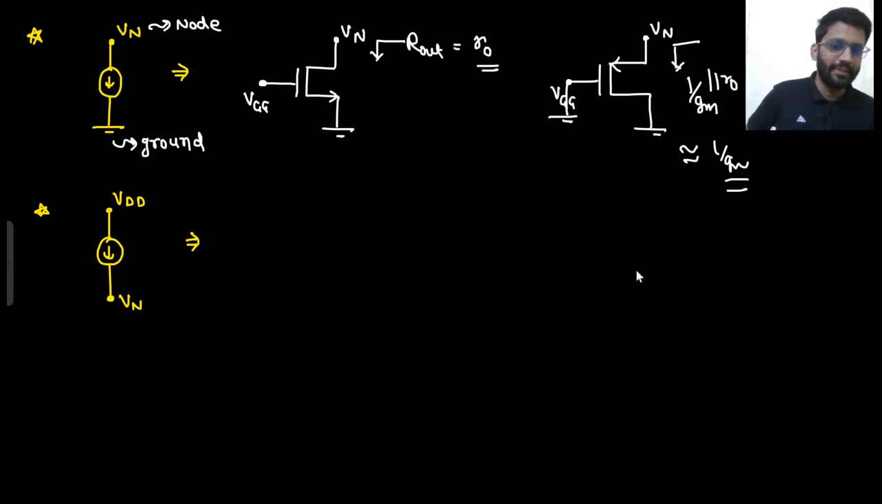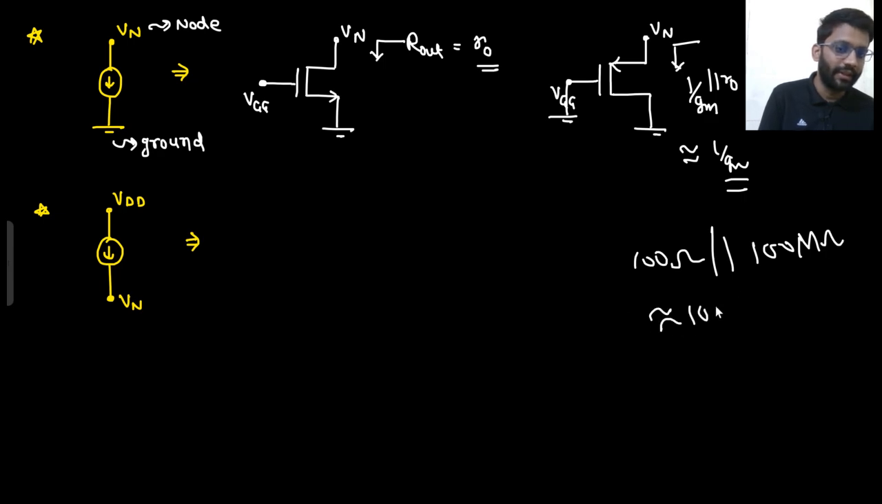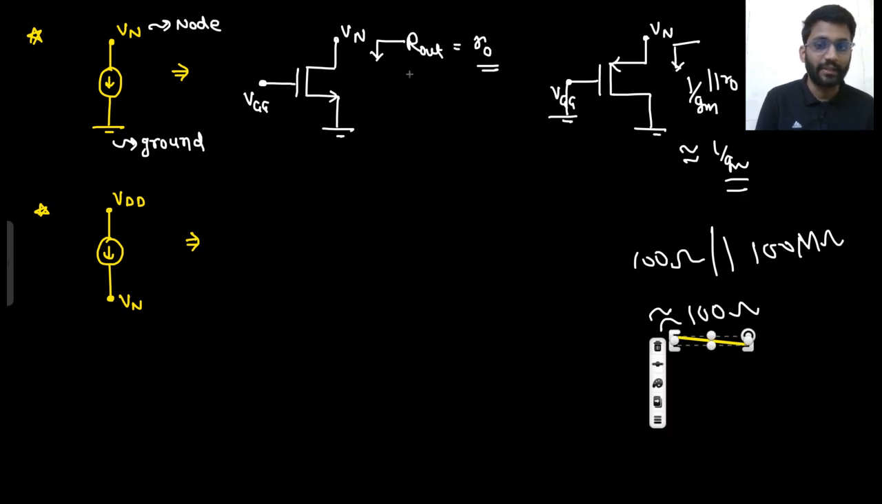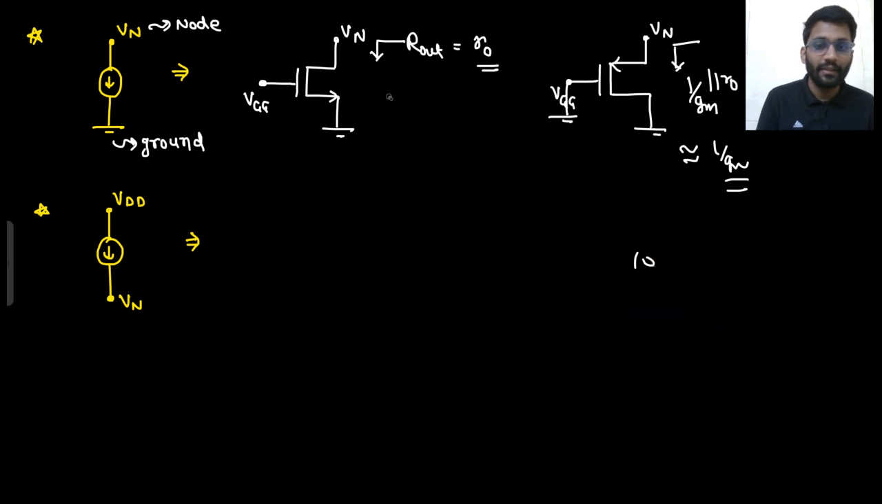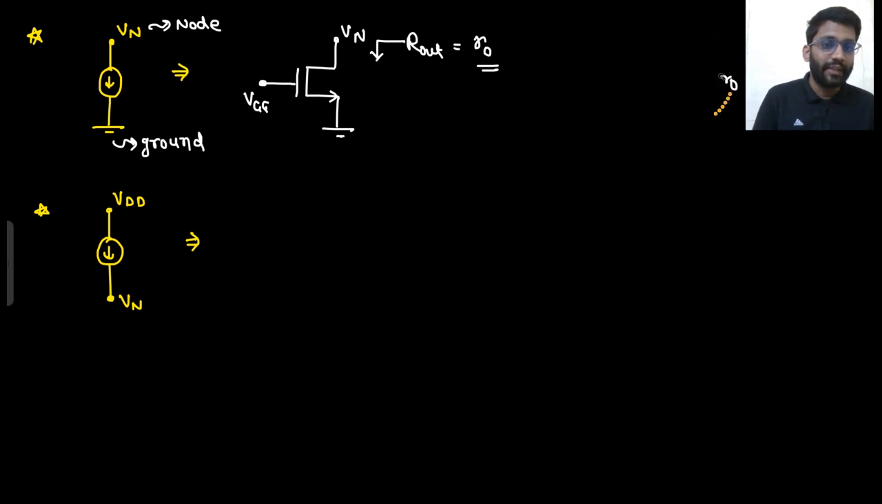Let's just assume 1 by GM is some 100 ohm and R0 will be some 100 mega ohm. So what will be the equivalent impedance? That would be nearly 100 ohm only, right? So this is not what you want. You want a higher output impedance. Here you are getting the output impedance as R0 only, right? So you don't use a PMOS.